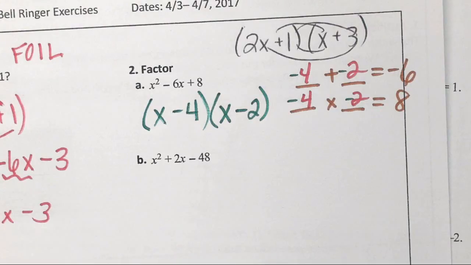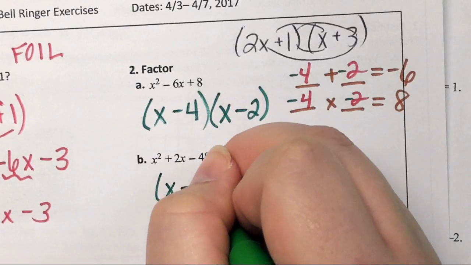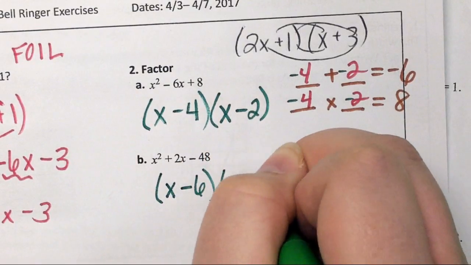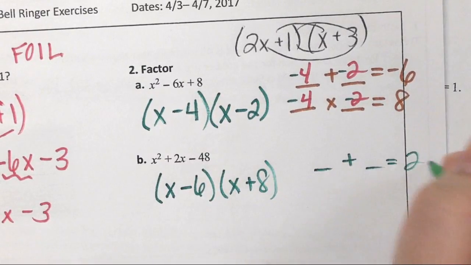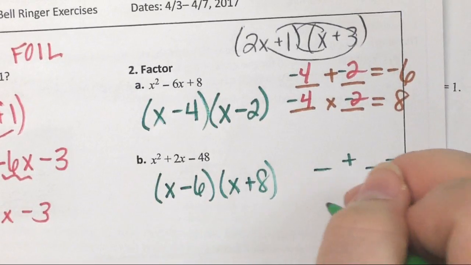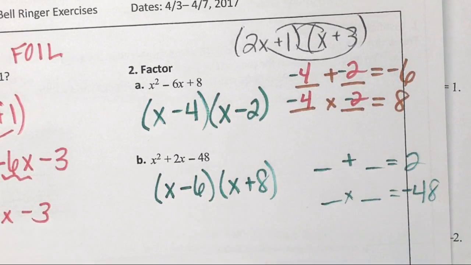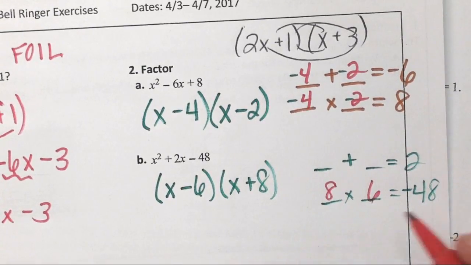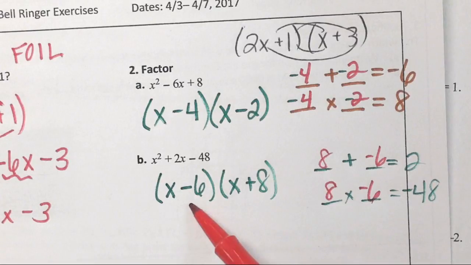Can someone go ahead and tell me the answer to the next one? Okay, she needed to know 2 things that added to give her a 2 because that was the middle. 2 things that multiplied to give her the last, which was a negative 48. She's right. 8 times 6 is 48. 8 minus 6 is positive 2. Since we chose a negative 6, that's why it's x minus 6. Since we chose a positive 8, that's why it's x plus 8. Perfect. Okay, are there any questions about the bell ringers?